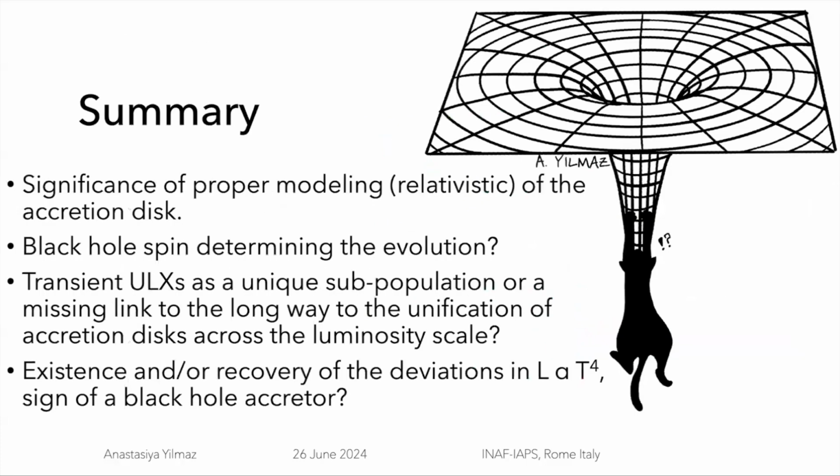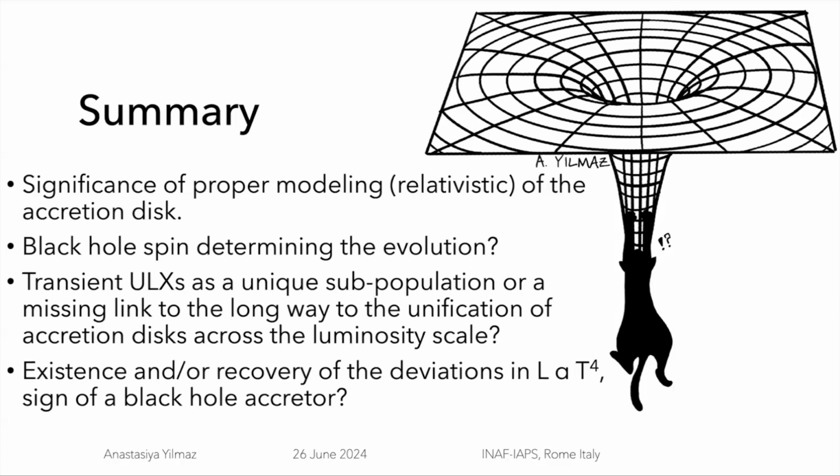So to summarize everything, my results so far showed that there's a very big significance in the proper modeling of the accretion disk, which needs to include the relativistic solutions, relativistic corrections to the photon paths around such compact objects. The black hole spin might be a determining factor on the evolution of the accretion disk temperature and the position of the inner disk radius, because it also defines the position of the innermost stable circular orbit.